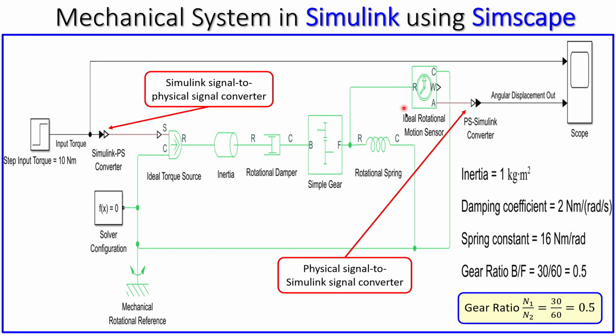You can also see that the ideal rotational motion sensor is also referenced to that. And we have a solver here to solve the whole system. Here again are the values: inertia 1 kilogram times meter squared, the damping coefficient, the spring constant, and also the gear ratio, which goes from B to F, from here to there, 30 over 60, which is 0.5. It's also shown here. That's the initial situation.